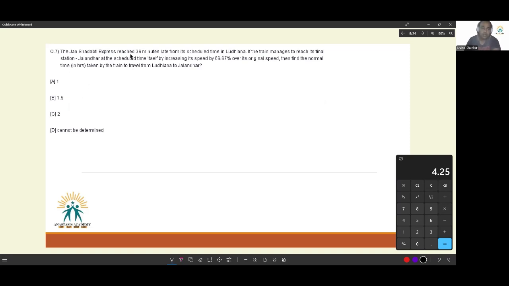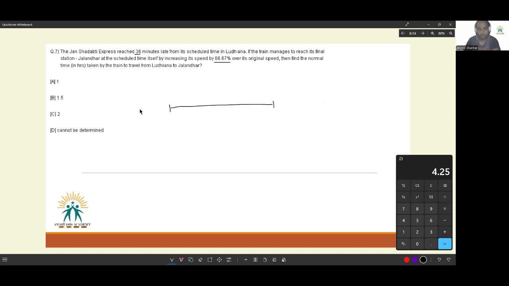The Jan Shatabdi Express reached 36 minutes late from its scheduled time in Ludhiana. If the train manages to reach its final station, Jalandhar, at the scheduled time itself, by increasing its speed by 66.67% over the original speed, then find the normal time in hours taken by the train from Ludhiana to Jalandhar.